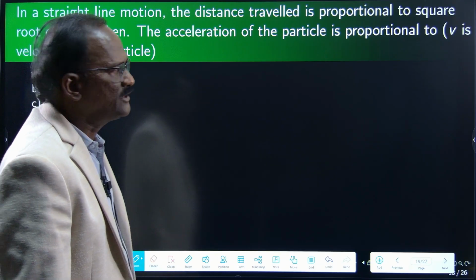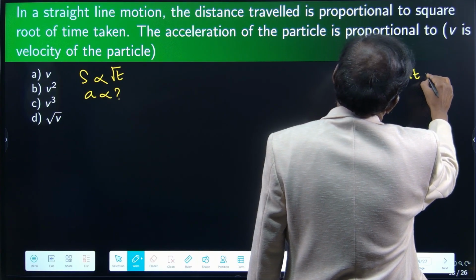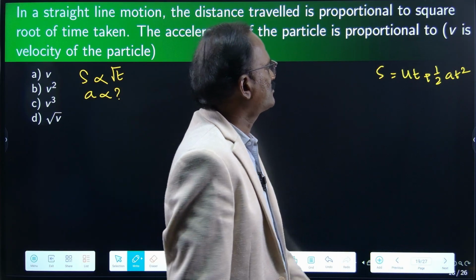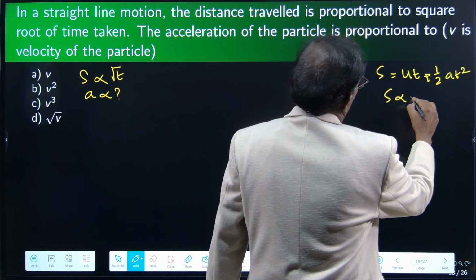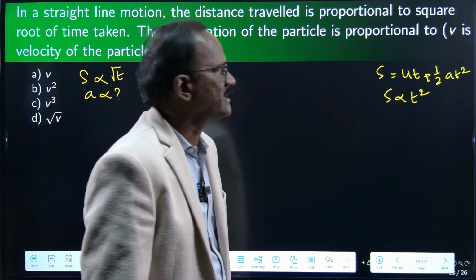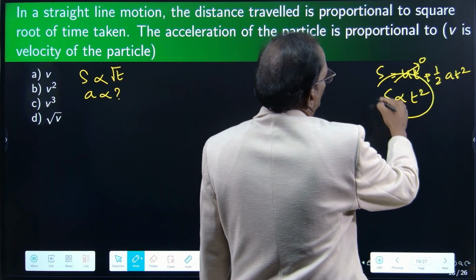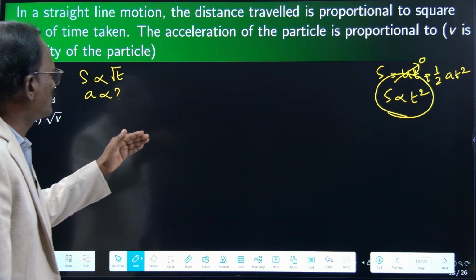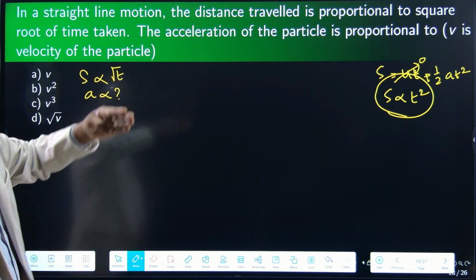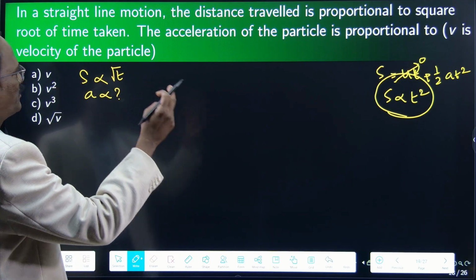Practically, S is proportional to t square only, we know. S is equal to ut plus half at square. For constant acceleration, if you assume the particle is at rest initially, so u is 0. If A is constant, S is proportional to t square. This is the practical case, but in the question, the examiner is asking us to assume S is proportional to root t. Then A is equal to what? The acceleration of the particle is proportional to what?